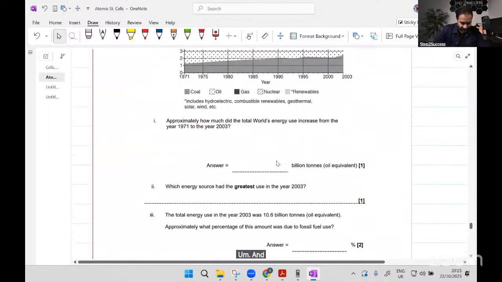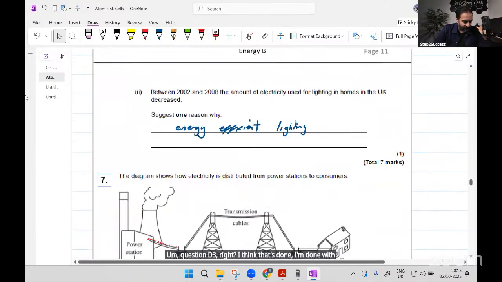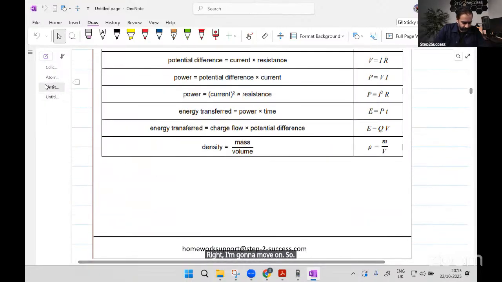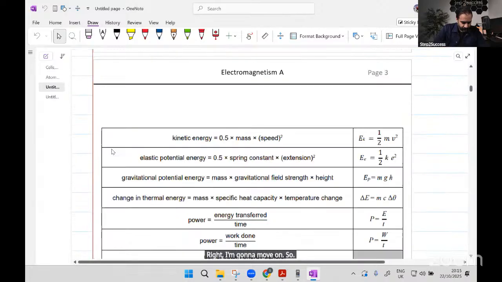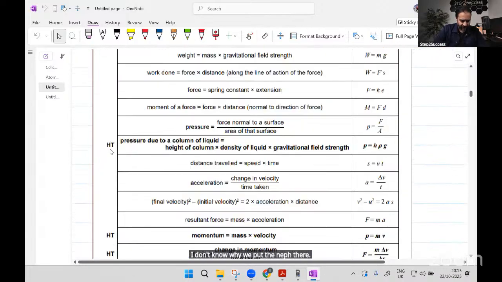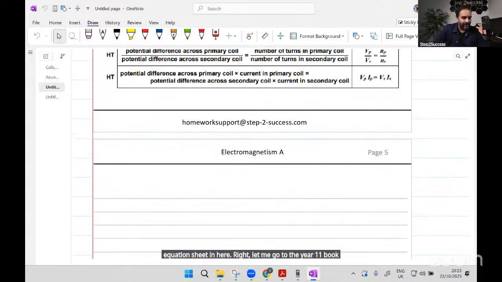And yeah, you can do that yourself. Question D3. Yes. Right, I think that's done. I'm done with those ones. Right, I'm going to move on. I don't know why we put the equation sheet in here. Right, let me go to the year 11 booklet. That's done with the year 10 stuff.